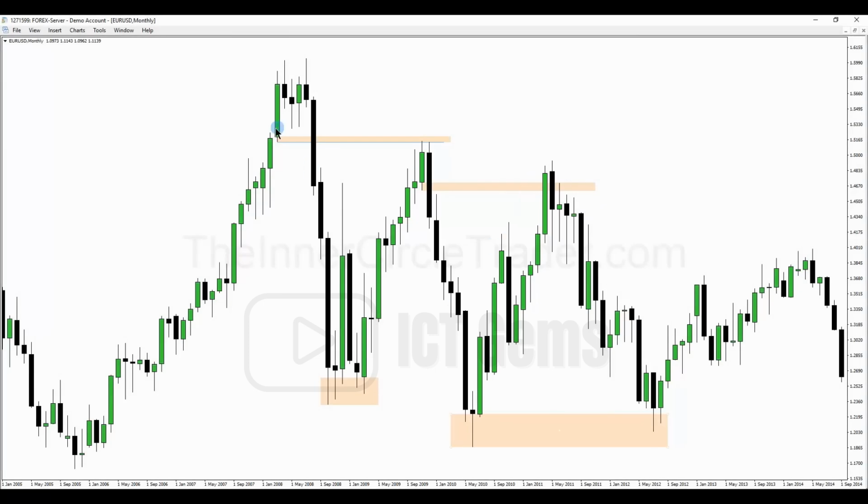Just as well, we saw this up candle here, this down movement. Price comes up and closes in its range here. Then it runs for the liquidity below here.